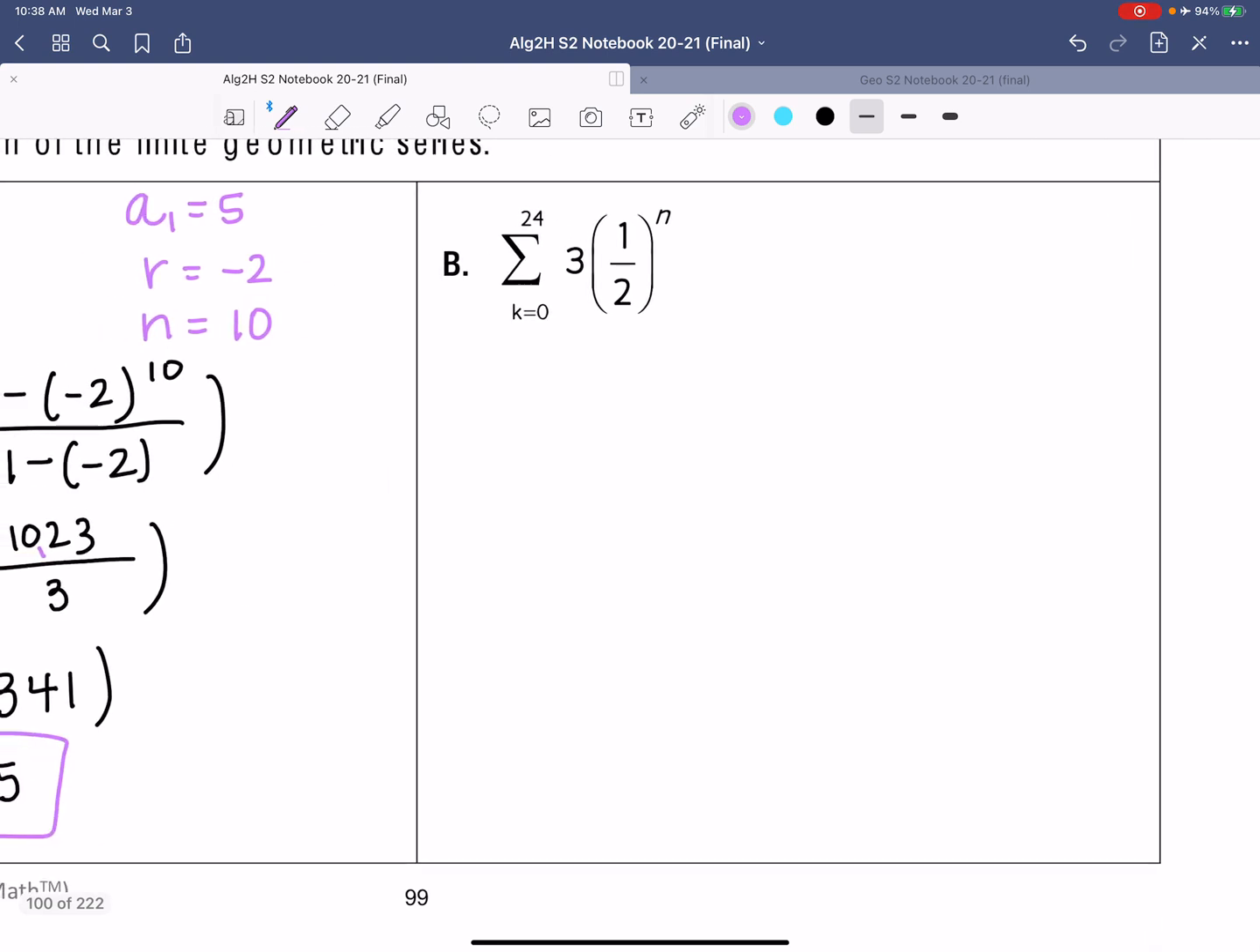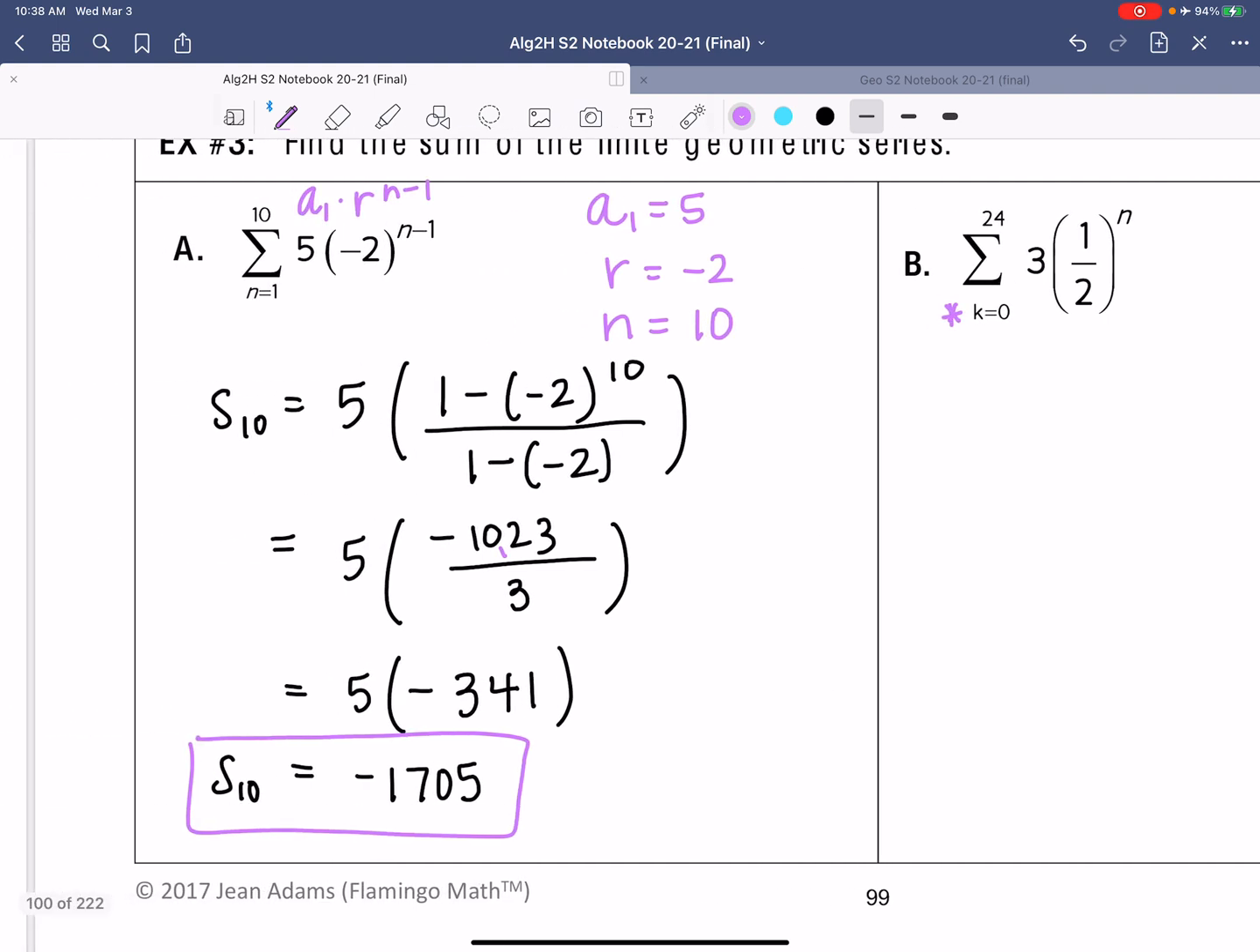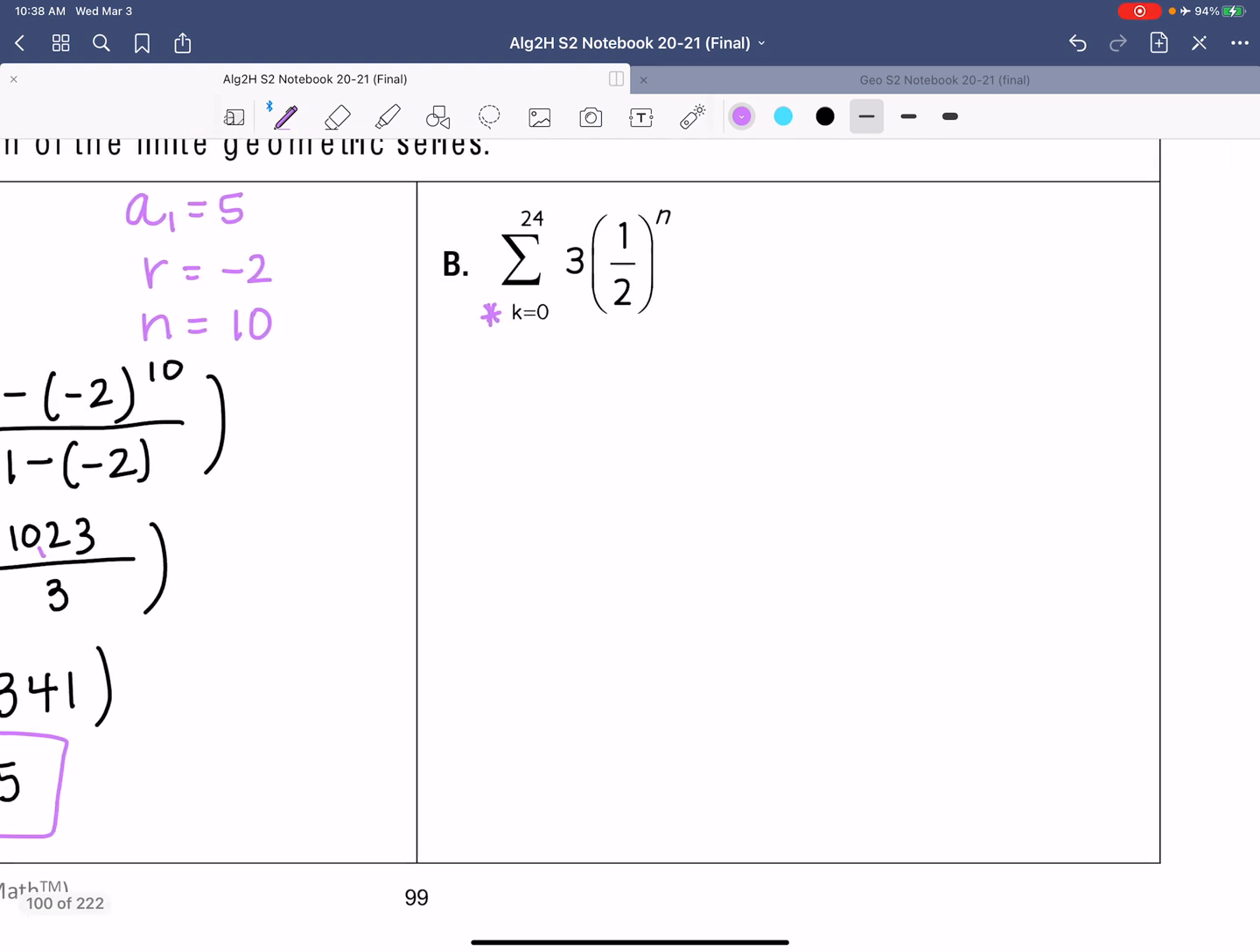Okay, let's look at this one. This one we have to be a little bit careful about because this one didn't start with 1. Like this one started with 1. So from 1 to 10 is 10, but from 0 to 24 is actually 25 terms. So let's write ourselves a little caution. So caution, there's 25 terms from 0 to 24. So just be careful with that.